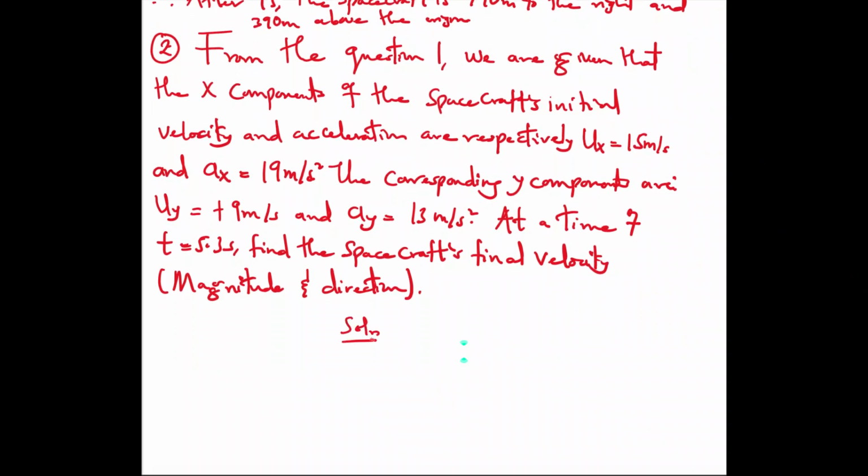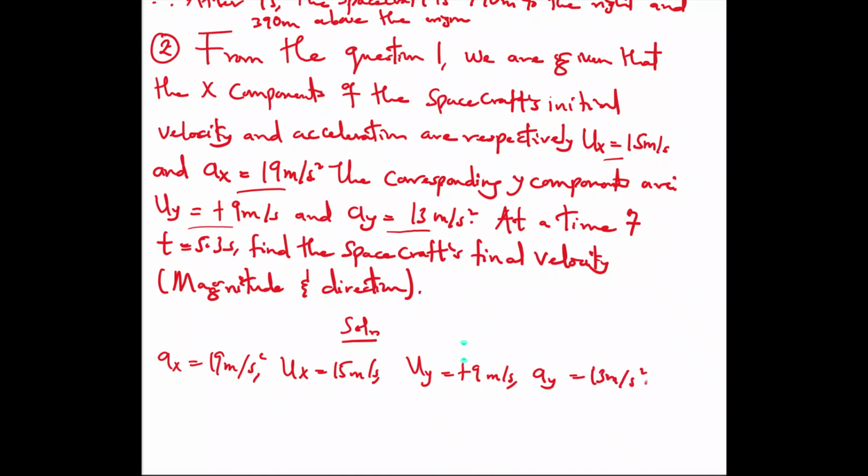So now let's write out all the parameters. We know that ax is equal to 19 meters per second squared. ux is equal to 15 meters per second. We have uy equal to plus 9 meters per second. We have ay equal to 13 meters per second squared. And the time is 5.3 seconds; t is equal to 5.3 seconds.